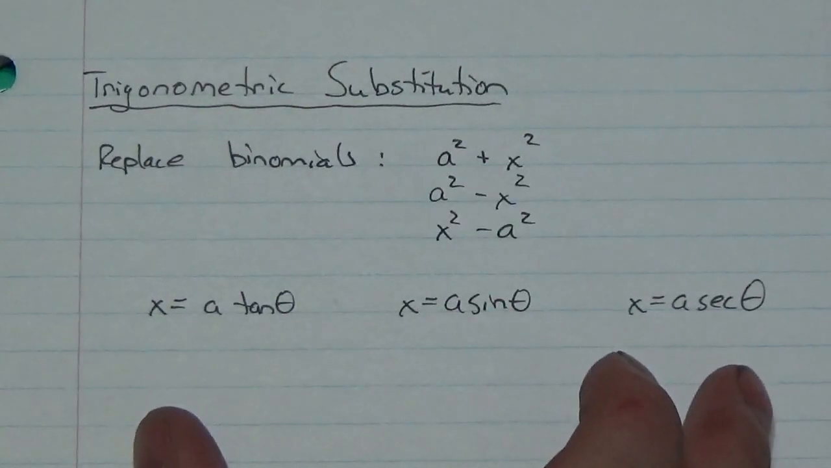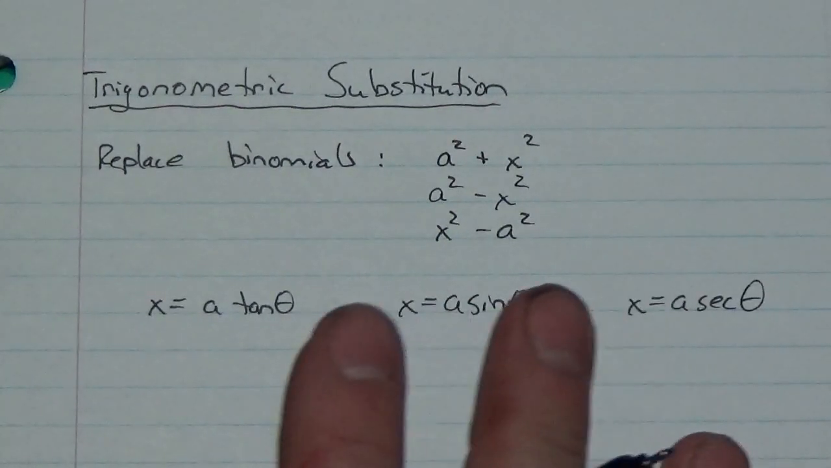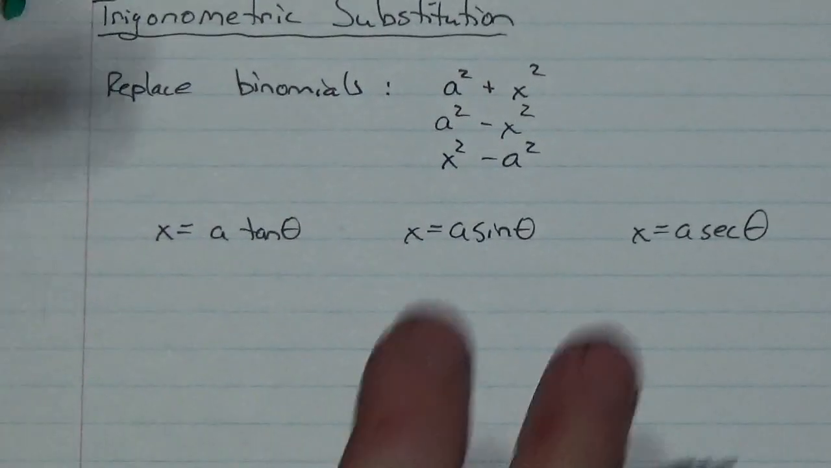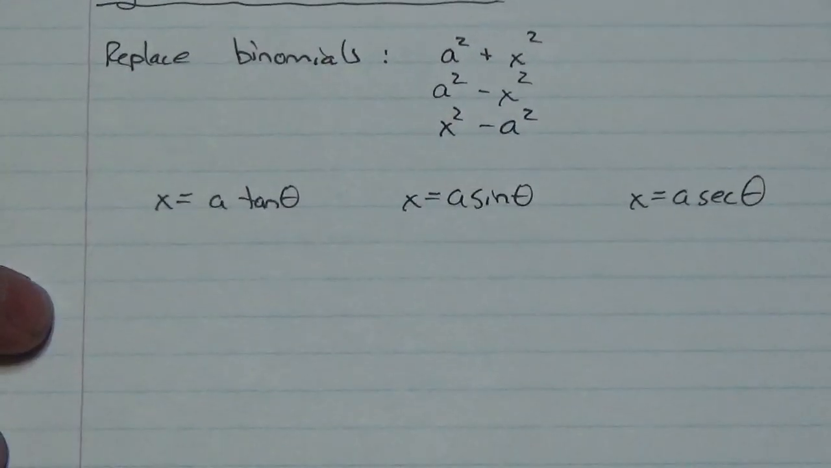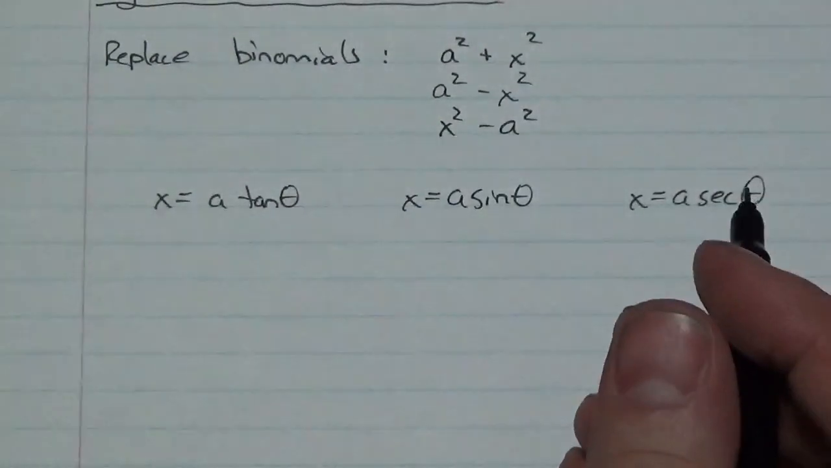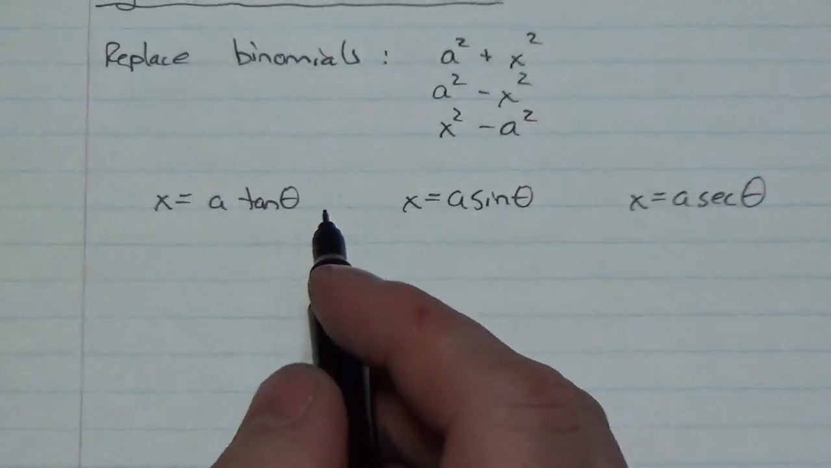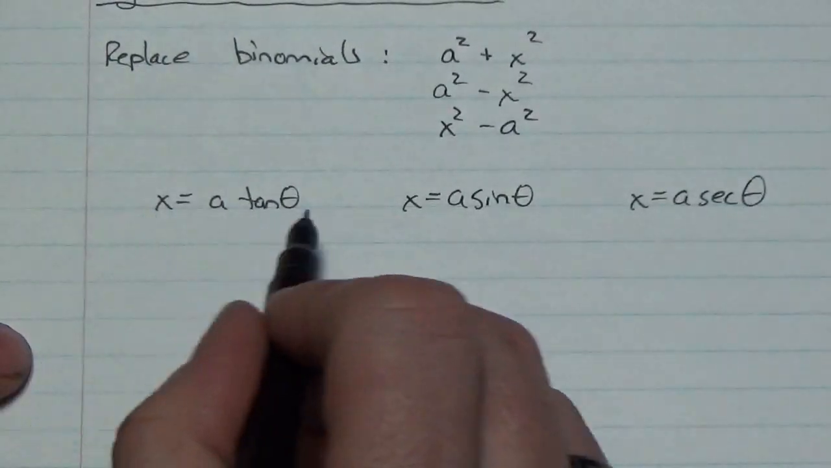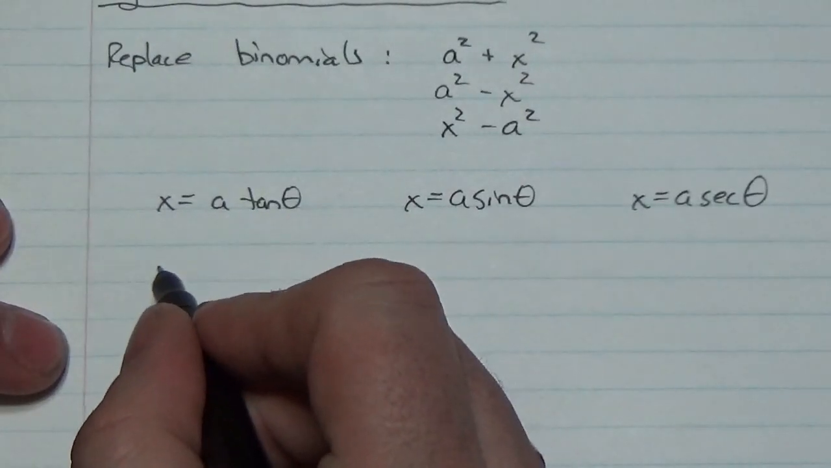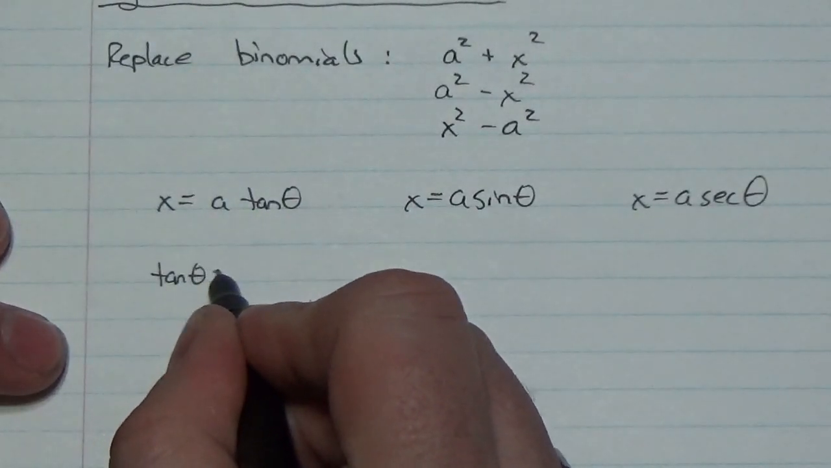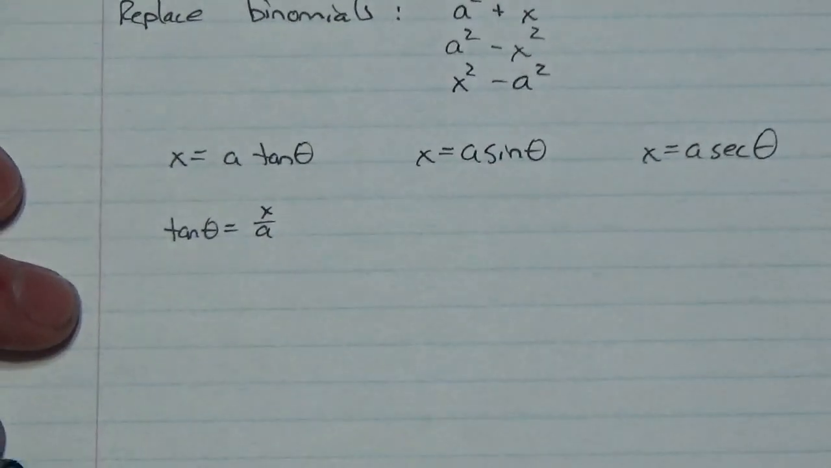Now that looks a little weird right on the face of it, but actually it makes a lot of sense once you break this down. Just to give you an idea of what's going on here, let's say that we are going to use this as our substitution. I'll show you an example of how this works in just a moment, but let's take a look at what this is saying. If we allow x to equal a tangent of theta, then really what this is saying is that the tangent of theta is equal to x over a. No big surprise there, you're aware of that.